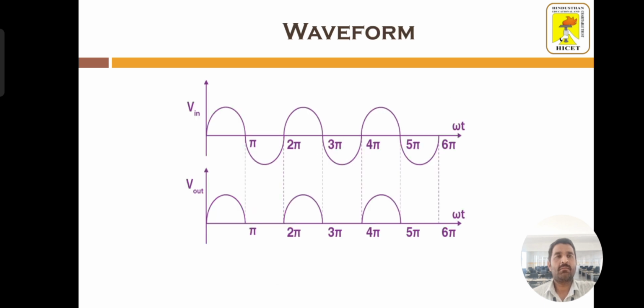This is the waveform of the half-wave rectifier. The first plot shows the input supply voltage, that is the AC voltage. The second plot shows the rectified output, that is the DC output. It is allowing only the positive half cycle to pass through and it is blocking the negative half cycle.